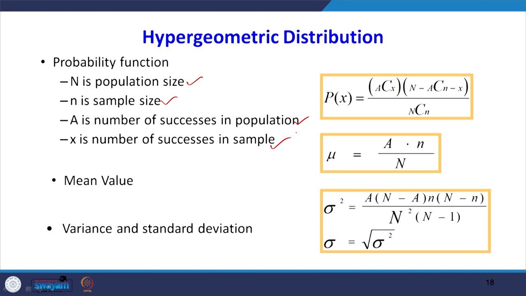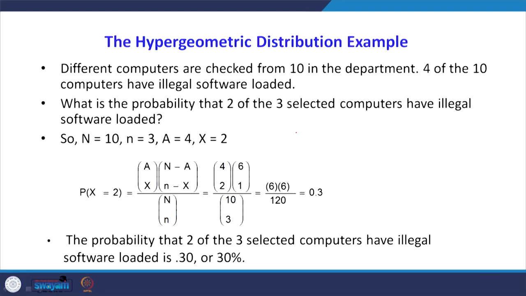The mean value is A multiplied by n divided by capital N. The variance of the hypergeometric distribution is A times N minus A times n times capital N minus n divided by N square times N minus 1, and the root of sigma square is the formula for standard deviation. We will see one problem here.